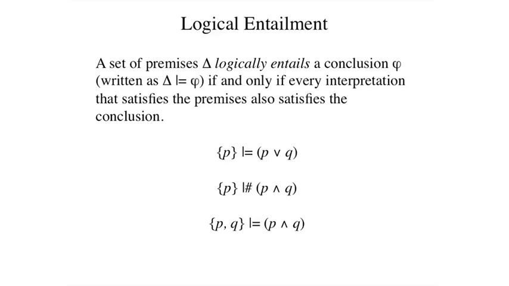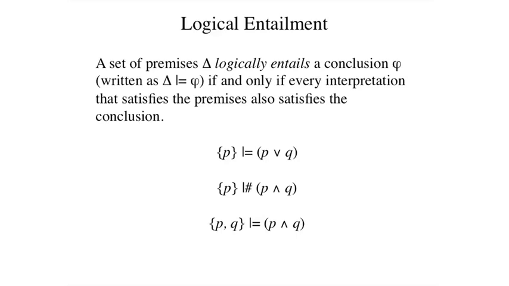As an example of this concept, we can say that the sentence P logically entails the sentence P or Q. Since the disjunction is true whenever one of its disjuncts is true, P or Q must be true whenever P is true. On the other hand, the sentence P does not logically entail P and Q. The conjunction is true if and only if both of its conjuncts are true, and Q might be false. Of course, any set of sentences containing both P and Q must logically entail the single sentence P and Q.